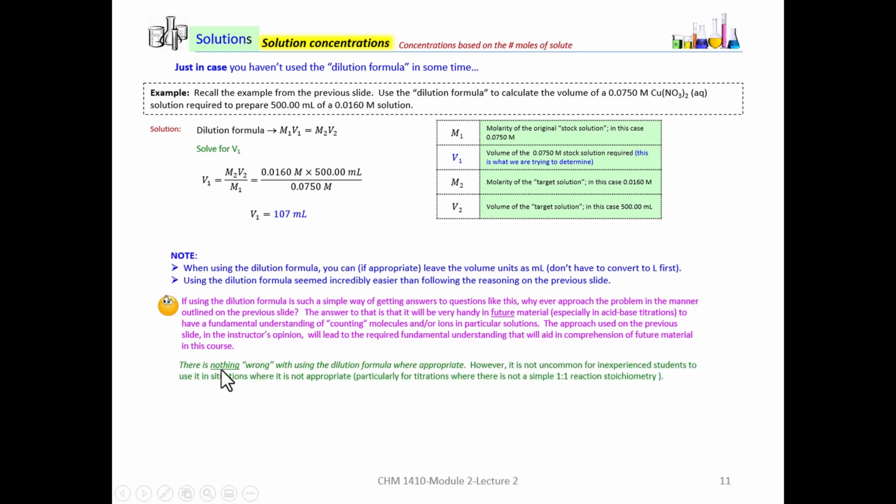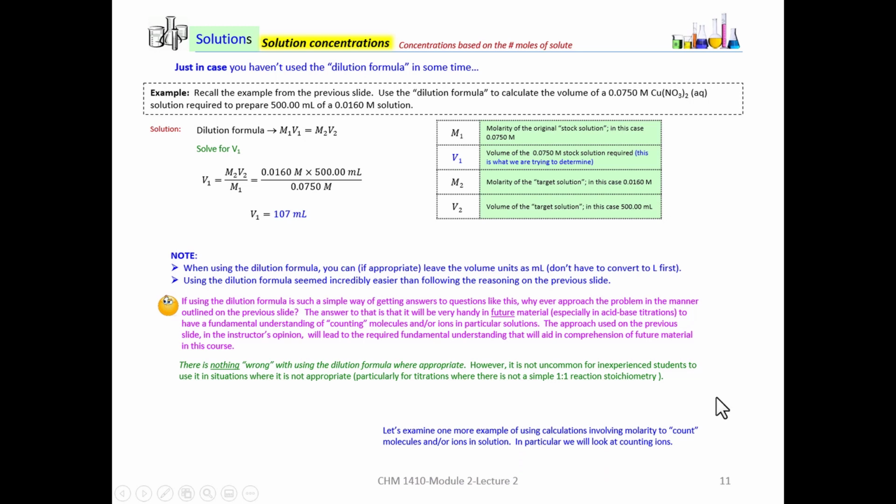There is nothing wrong with using the dilution formula where appropriate. However, what I found is that it's not uncommon for inexperienced students to use it in situations where it's not appropriate. Where that normally comes up is for titrations, which we'll cover in the future, that involve reactions that are not simple one-to-one reactions.